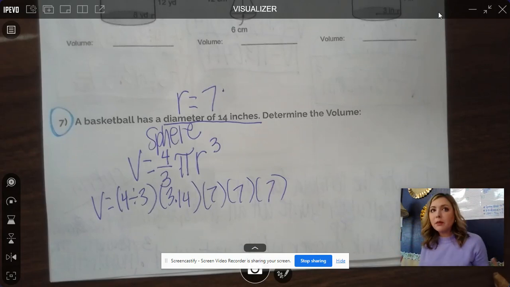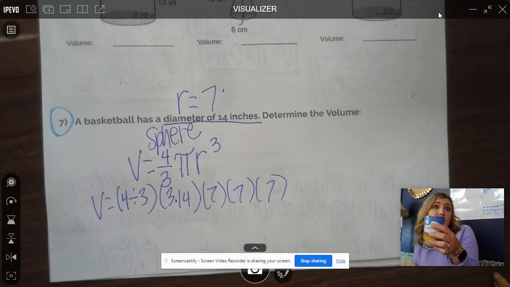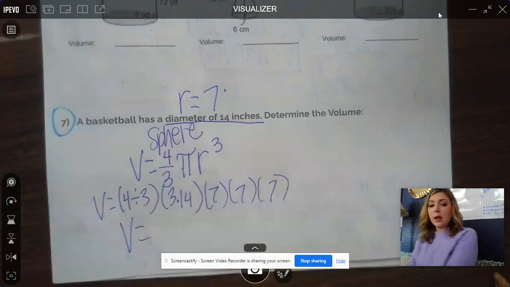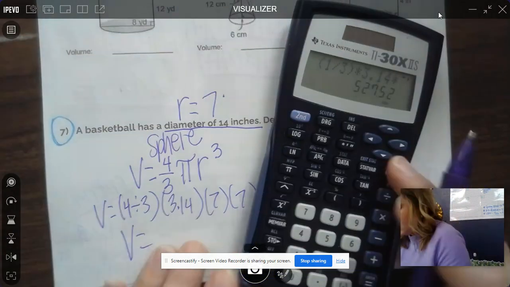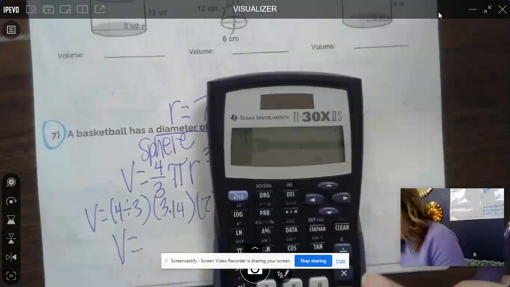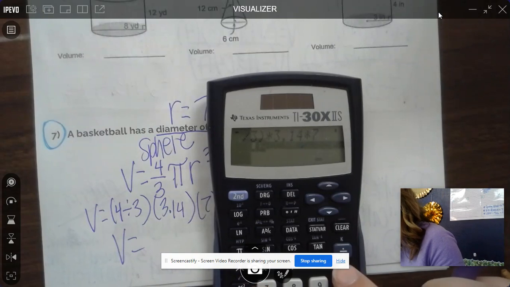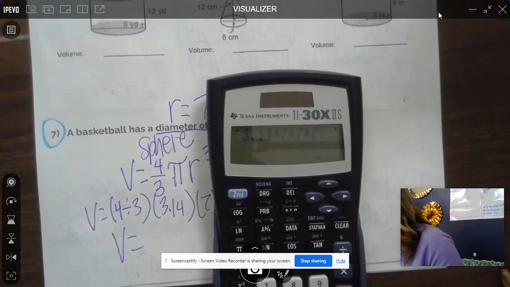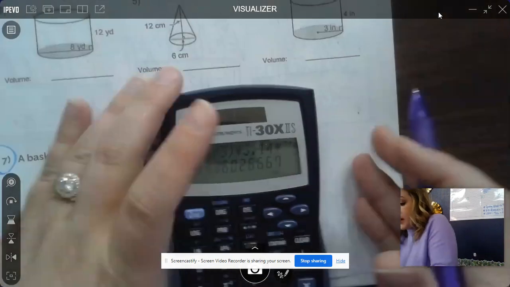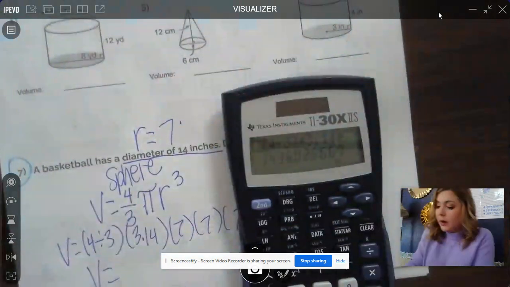Now, we talked about a minute ago that, and you kind of can see, a sphere is typically going to be your largest amount of volume because it is clearly taking more space than this. And that's what volume measures, how much space something takes up. So volume is going to equal, clear your calculator, open parentheses, 4 divided by 3 times pi, we use 3.14, times 7 times 7 times 7. Okay, now we have a big number, which we expected, and we're going to have to round.